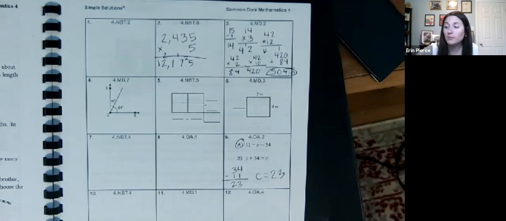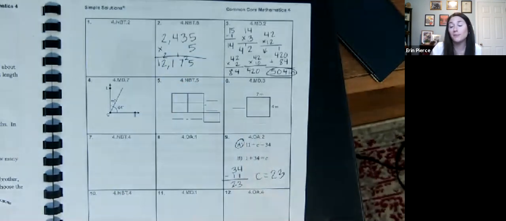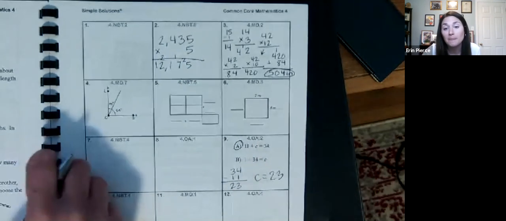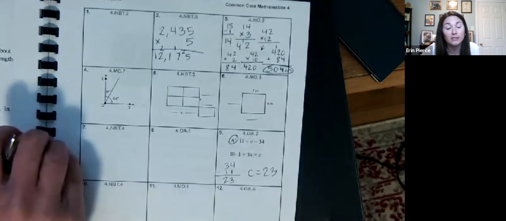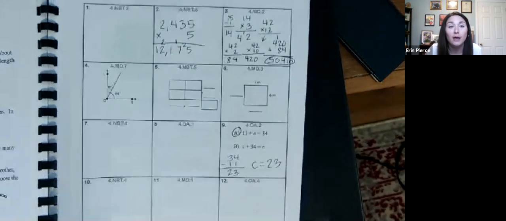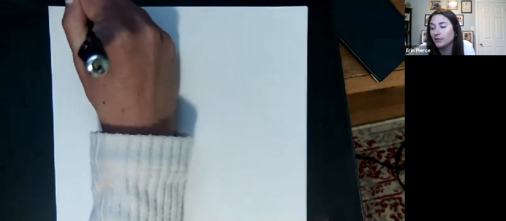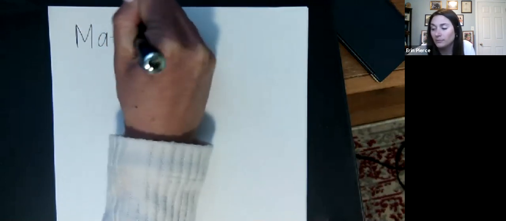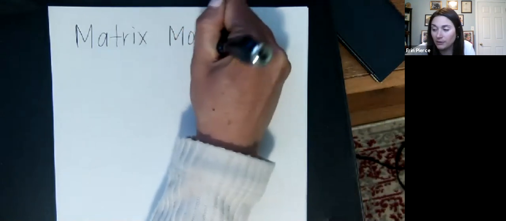Okay, I'm going to be solving number 5 on a bigger piece of paper so that you can really see. And this is actually where I'm going to segue into that. So you can fill out number 5 as I fill it out on my big piece of paper. And then we're going to be doing a couple of examples of it before I show you what you are going to be doing for your lesson today. So for number 5, we call this matrix model. I'm going to put that at the top, matrix model. That's what they call it in Simple Solutions.